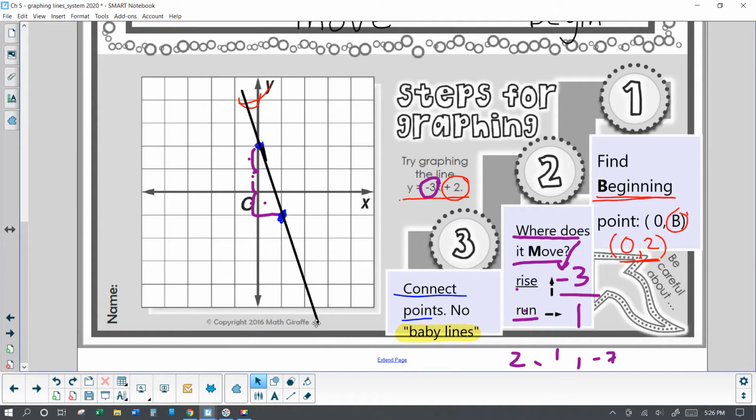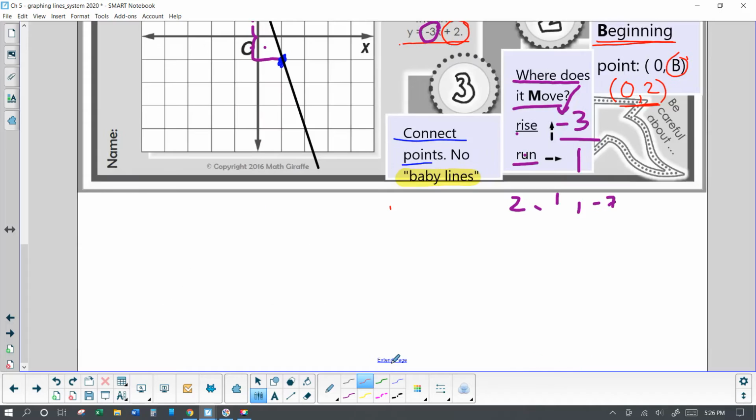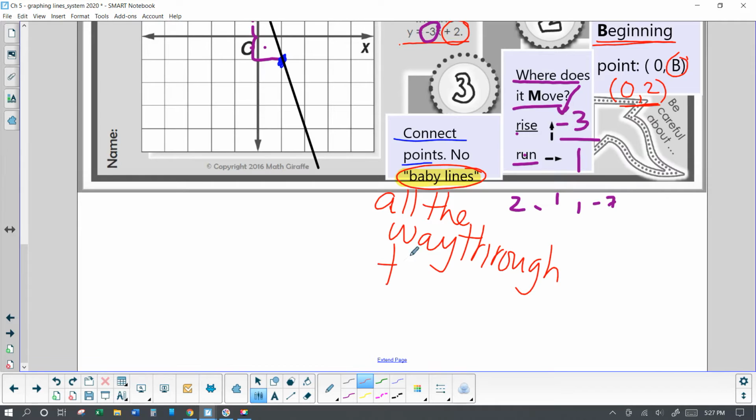Okay. So make your line nice and neat all the way across your graph. I want you to connect your points, but I want you to draw your line all the way across your graph. So maybe make yourself an extra note that just says baby lines all the way through the graph. Okay.